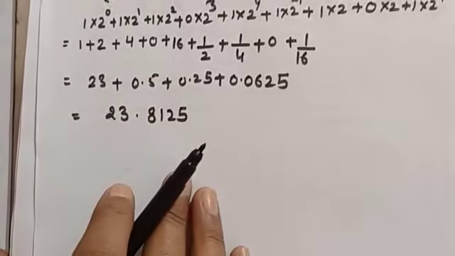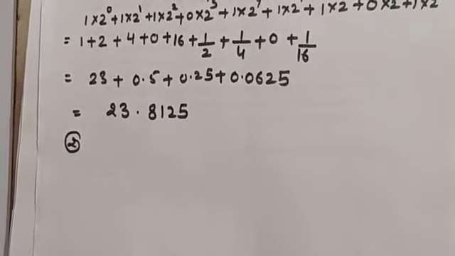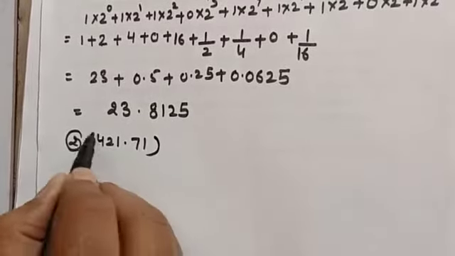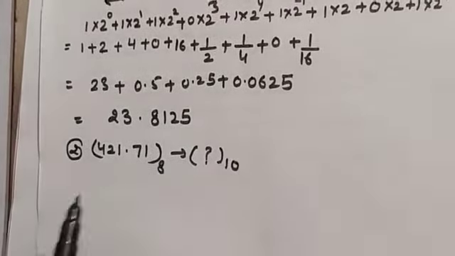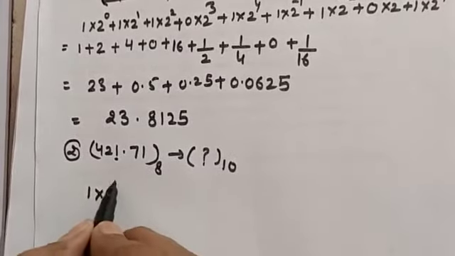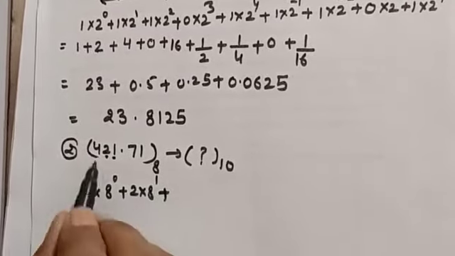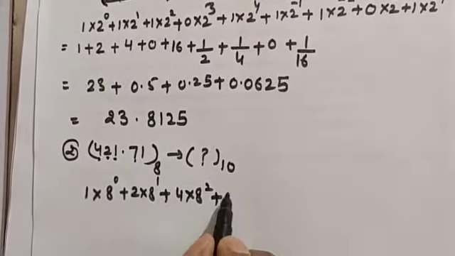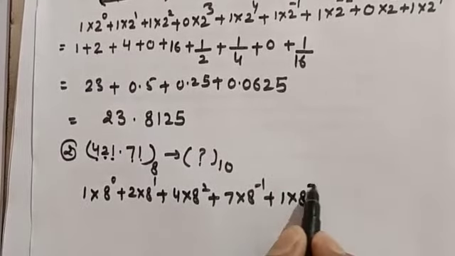Similarly, we can convert an octal number system into decimal number system. Suppose we have an octal number 421.71, base is 8, and we want to convert this number into decimal number system. So we again start with 1 into, now the weight is 8 raised to power 0, plus 2 into 8 raised to power 1, plus 4 into 8 raised to power 2, plus 7 into 8 raised to power minus 1, plus 1 into 8 raised to power minus 2.